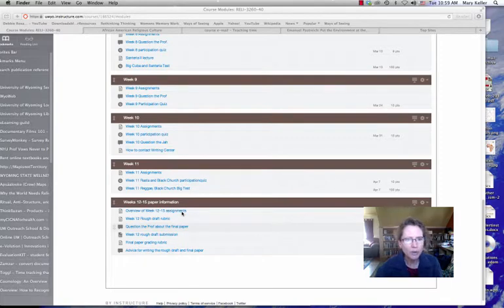Now, one of the things I've added is an overview. The first link now is an overview of the week 12 through 15 assignments, which clarifies the points for each step of it. Underneath that is the week 12 rough draft rubric. I think that was already there. Then there's a question-for-the-prof link, looking for any questions. If you've got a question, probably somebody else does too, so you're doing us all a favor if you ask it.